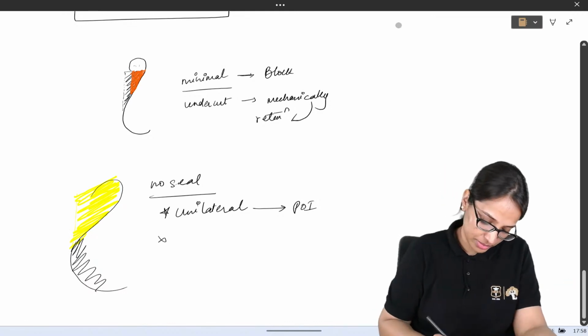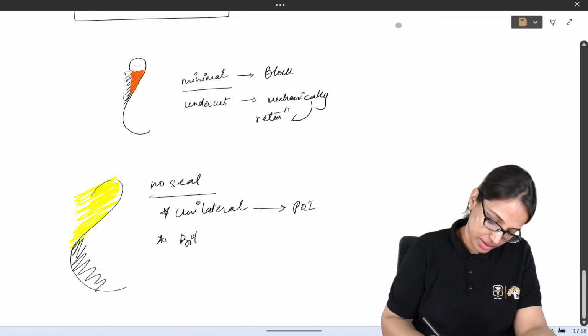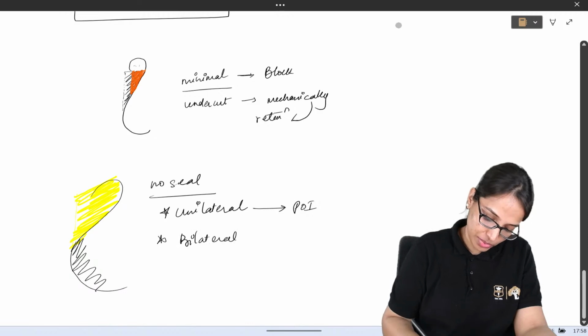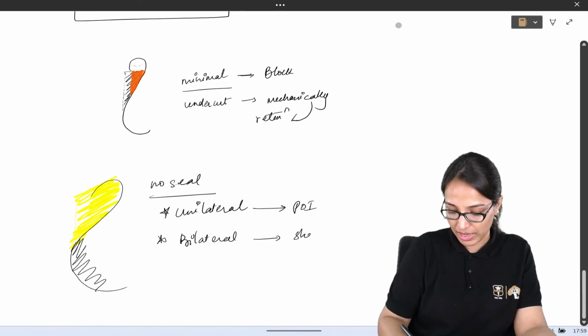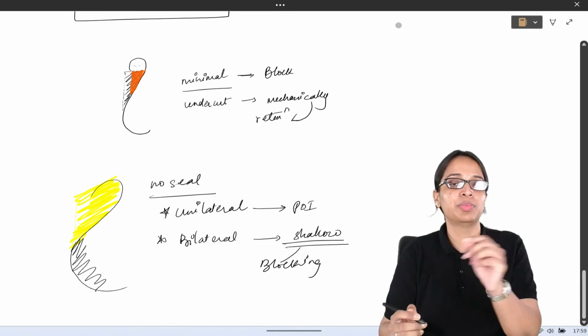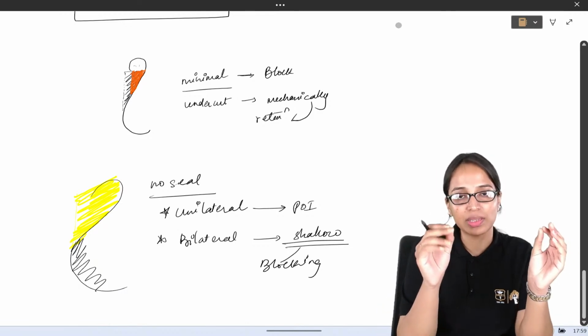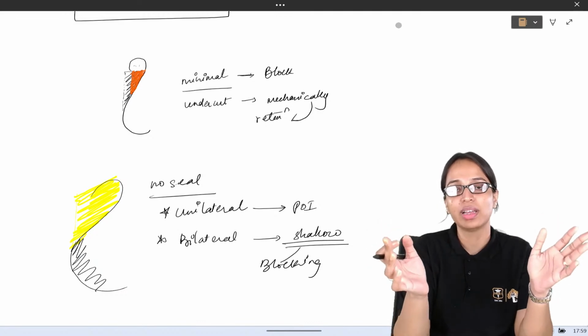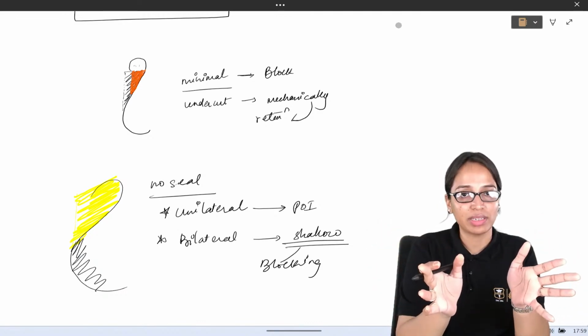Supposedly now, if the undercut is bilateral, what do you do? If it is a bilateral shallow undercut, try to manage it by blocking a little on both sides. You block a little on one side, a little on the other side, and you try to manage it by that aspect.